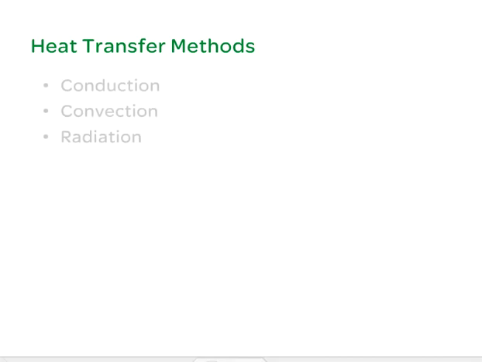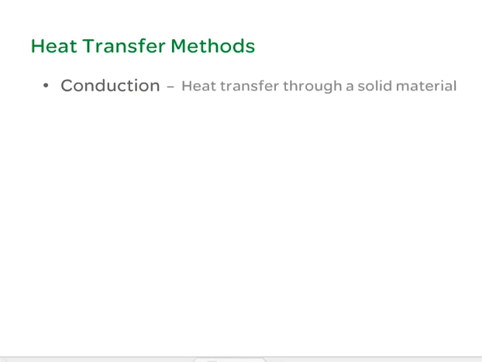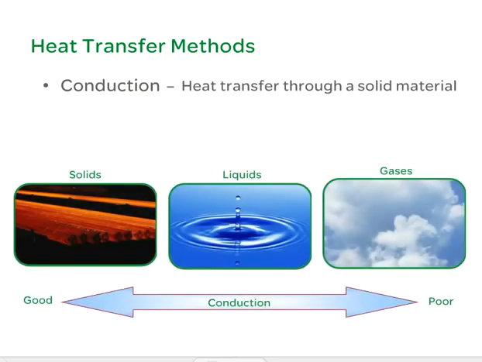There are 3 methods of heat transfer: conduction, convection, and radiation. Conduction is the process of transferring heat through a solid material. Some substances conduct heat more easily than others. Solids are better conductors than liquids, and liquids are better conductors than gases. Metals are very good conductors of heat, while air is a very poor conductor of heat.